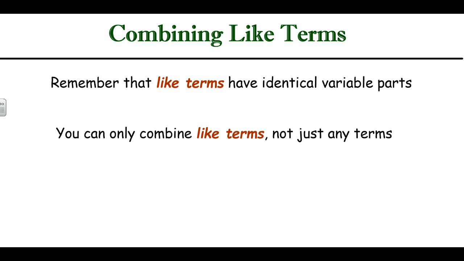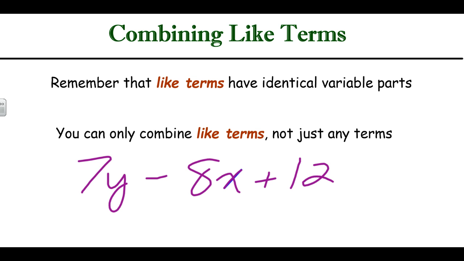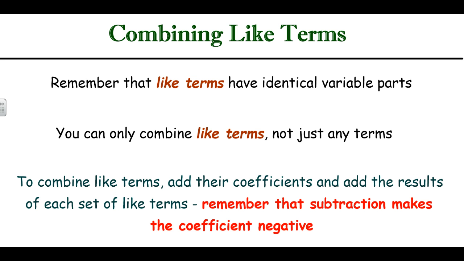So if we have a series of non-like terms like 7y minus 8x plus 12 plus 3g, then we are not going to be able to combine any of those terms, and that just is what it is. And finally, to combine like terms, you just add the coefficients of the like terms, and add the results of each set of like terms together. So the x's would be combined, the y's would be combined, the g's would be combined, the a's, the omegas, whatever you're using as a variable, and then each of those results would be added to each other.